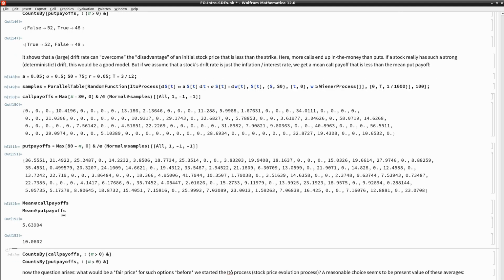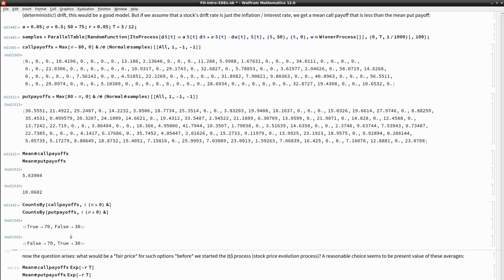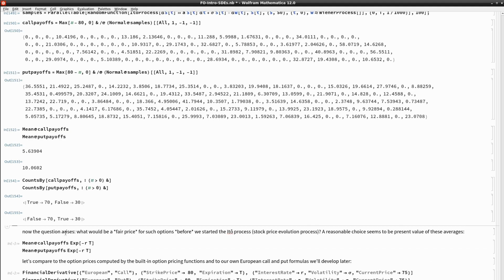So what are the means now? We get 5.63 for the calls and we get 10.0 for the puts. This is more in line with our expectations, and we now have 70 cases where the call payoff is not larger than 0. Correspondingly, the other 30 go to the puts. Okay? So now the question arises, what would be a fair price for such an option, right?